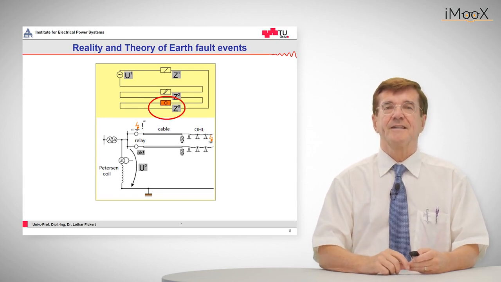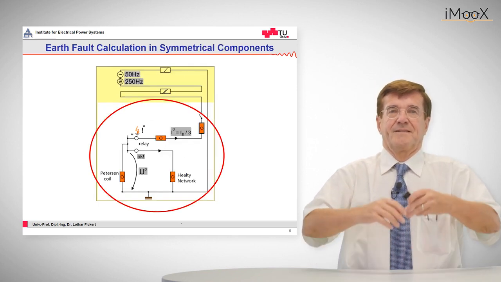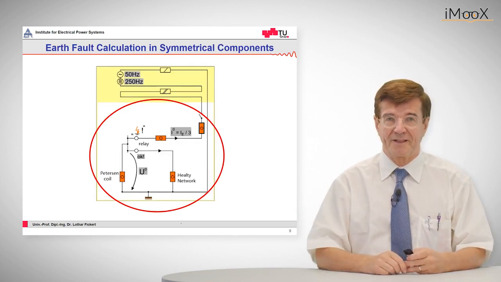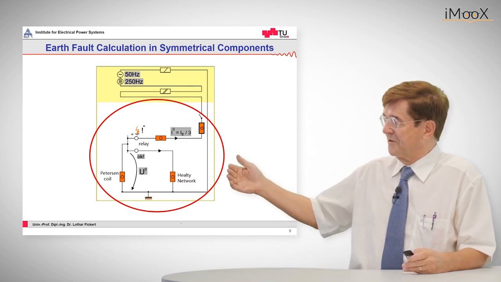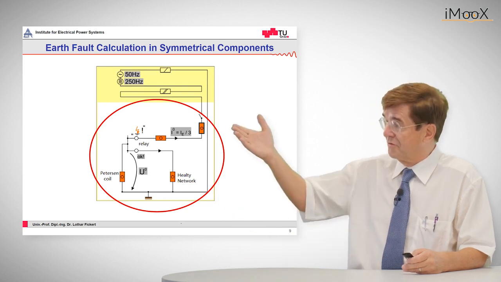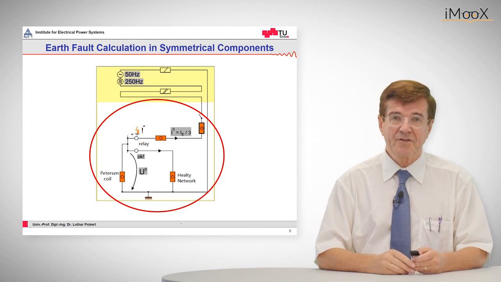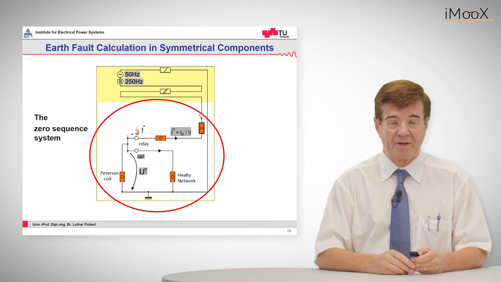So now this zero sequence impedance, as indicated in red, is represented in a more detailed way. It consists to the right side of the healthy network, that means the capacitances ground to line. It is made up of the arc suppression coil or Petersen coil, and also the return path is important.